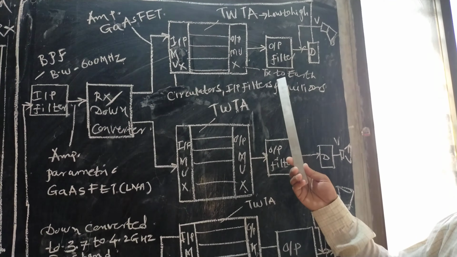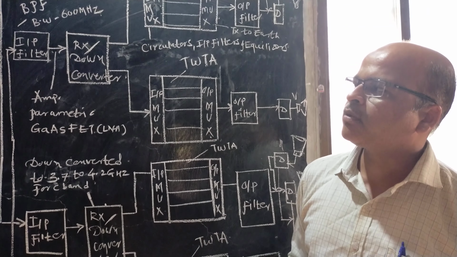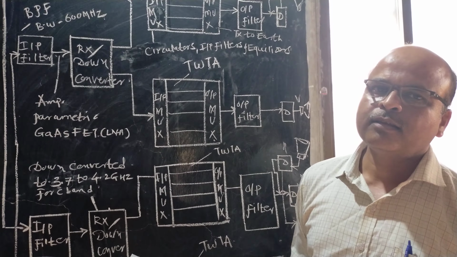In a satellite, the transponder is the heart of any satellite. This is an important block in satellite communication. A satellite consists of a number of transponders, 10 to 12. According to requirement you can use n number of transponders in a satellite.